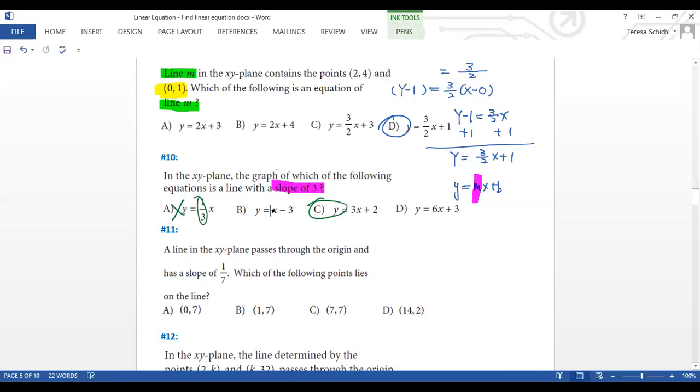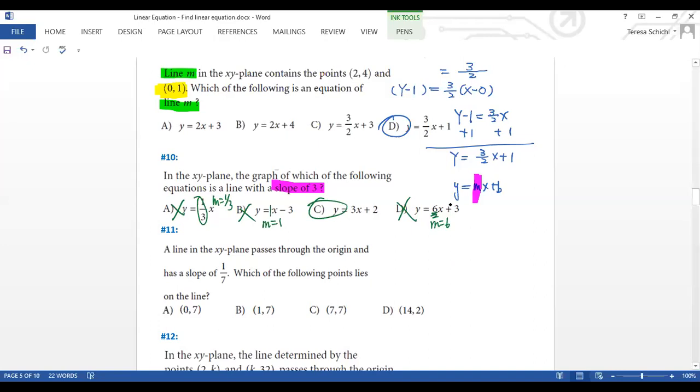This is 1 times x, right? So this is the slope. So the slope here is 1. The slope here is 1/3. Both are not 3. So what is the slope here? The slope here is 6. So this is not. So I know it's C. Okay, so C is the answer here.